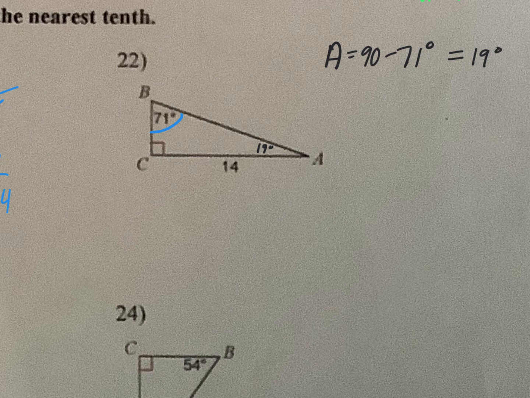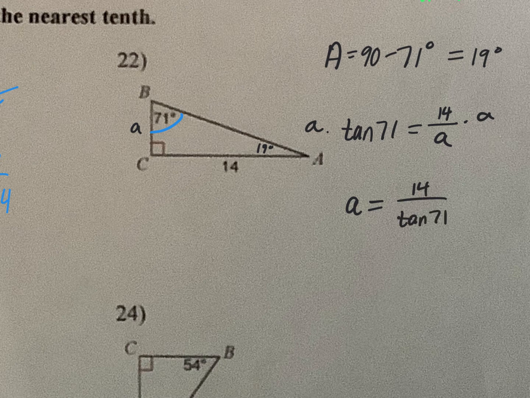All right, so let's look for A. That's this side here. So that means you're using tangent, right? Tangent of 71 is opposite over adjacent, multiplied by A, and then you get this. So that gives you 4.8. Then set up the Pythagorean theorem to find C.